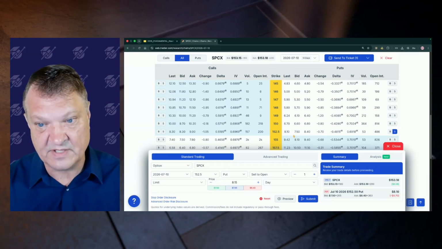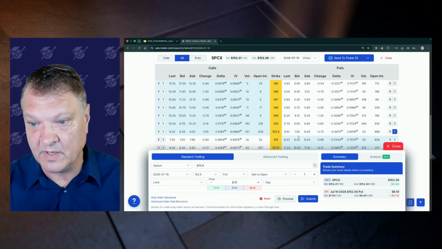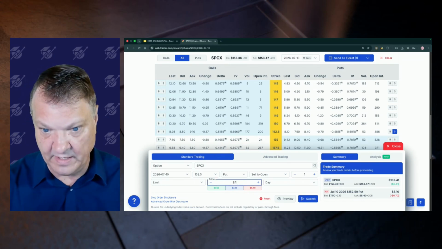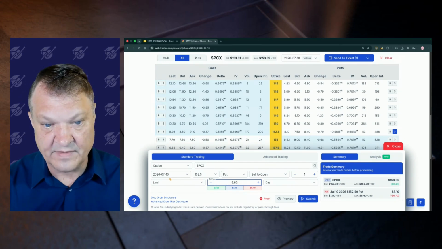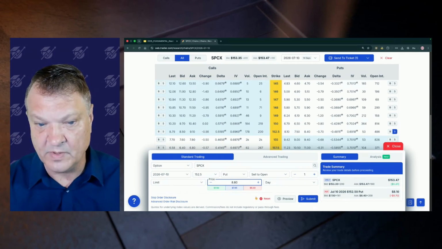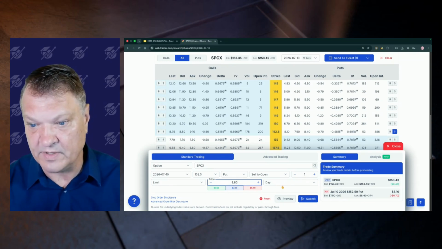All right, so let's sell this one. This will be the official paper trade. Right now I see the market is 750 by 840. I'm going to put it in at 8 to make sure that we get filled. We're going to sell the July 10th expiration $152.50 strike put. We're selling it to open the position. We're doing the limit price at the midpoint, and this is good for the day only.